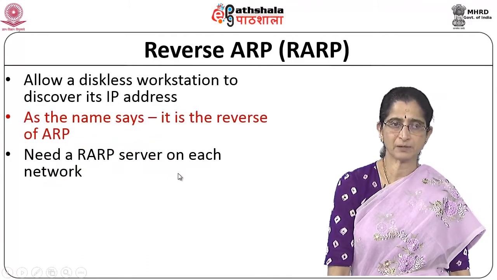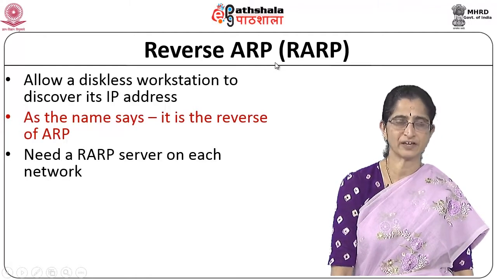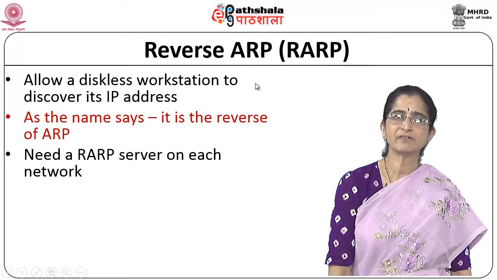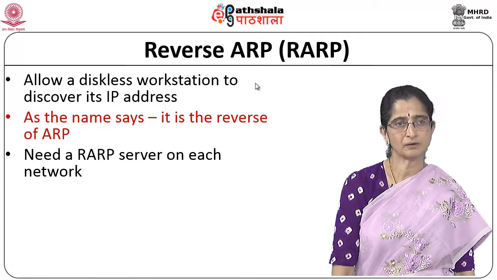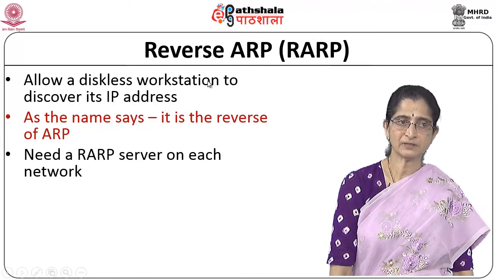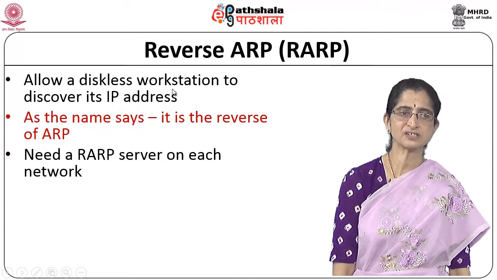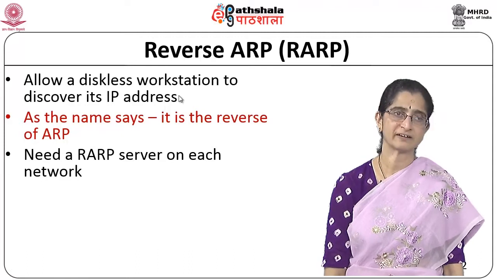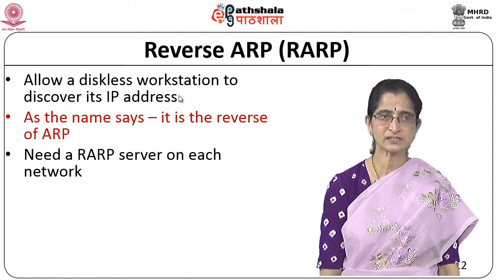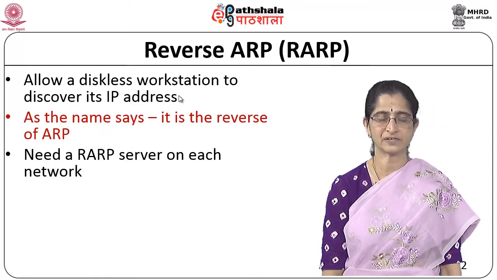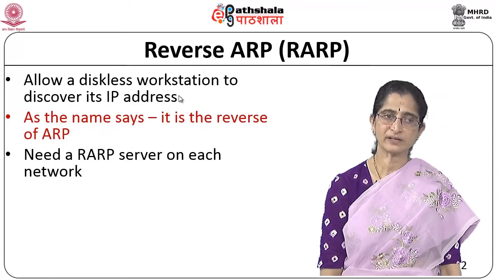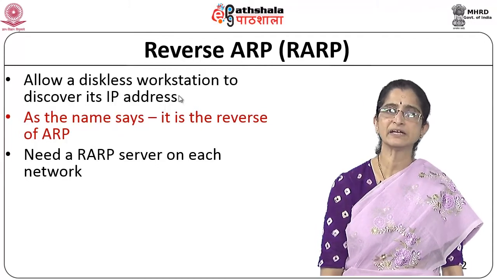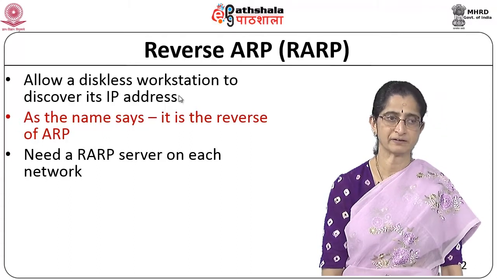So in reverse ARP, as the name says, it is a reverse of ARP. Now what did we do in ARP? In ARP we had an IP address and we were asking for the corresponding matching MAC address. Now in reverse ARP, this is typically used in diskless workstations to discover the IP address. A machine comes up, it does not know what its IP address is, but it knows what its MAC address is, because that MAC address is configured into its network interface card. So a node will say, this is my MAC address, can anybody tell me what my network address is, what is my IP address?